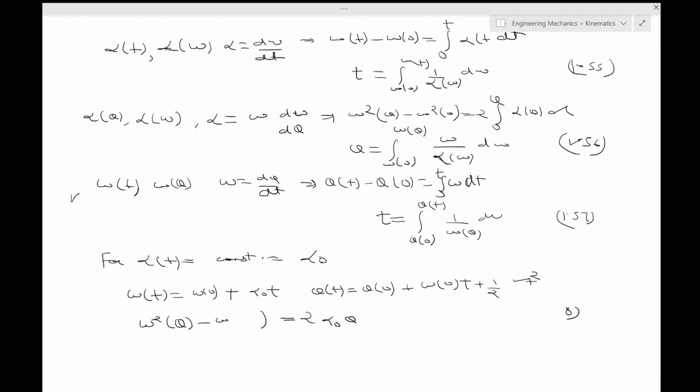So for uniform acceleration, for uniform rotation, these are very similar expressions to 1.32 to 1.35. So please derive them, and actually most of them are already derived while I was writing this.